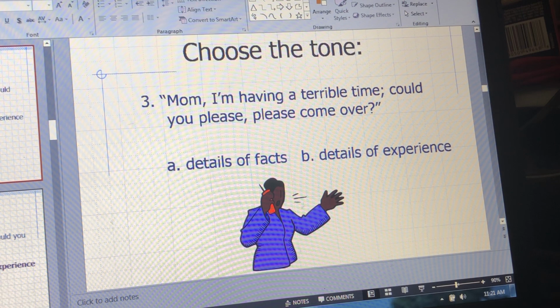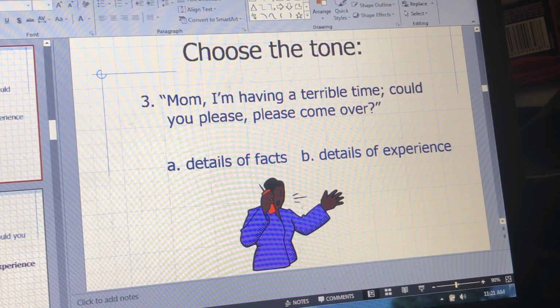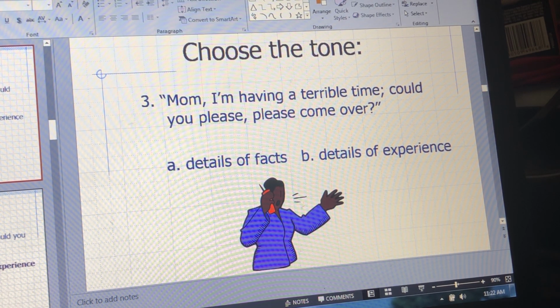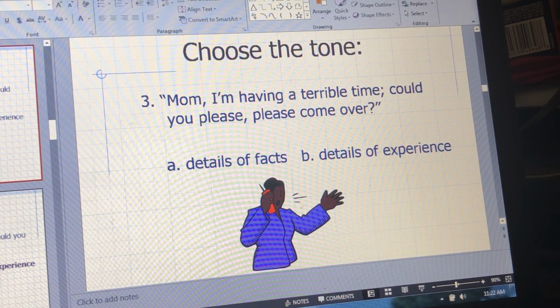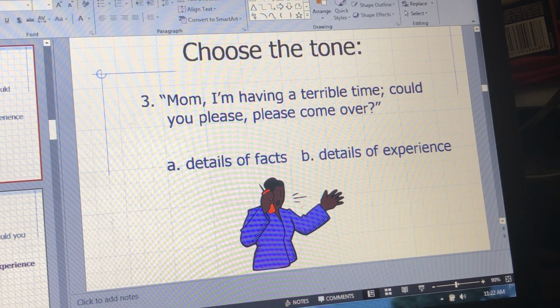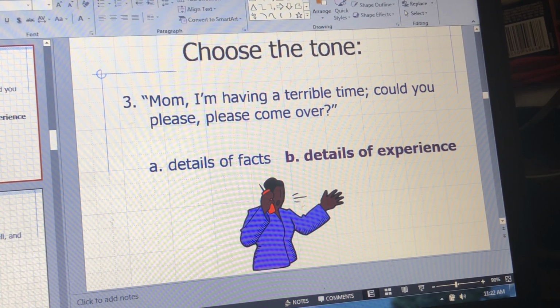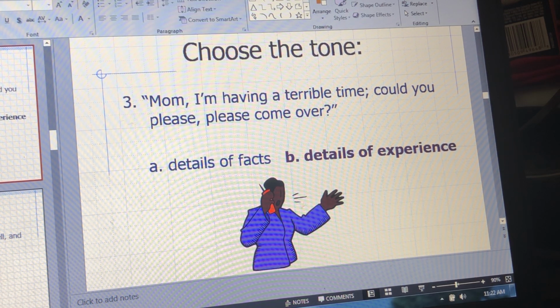subjectivity and objectivity, and the type of evidence that you're presenting. Mom, I'm having a terrible time. Could you please come over? Okay, so you ask yourself, this goes back to what we were talking about last week with facts and opinions. Are these details of facts or details of experience? Are there any facts in this statement, or is this person detailing what's happening in his or her life? Looks like a her. She's got no eyes. That's a bit weird. Okay, so here she's detailing an experience. There are no facts. You can't measure terrible.